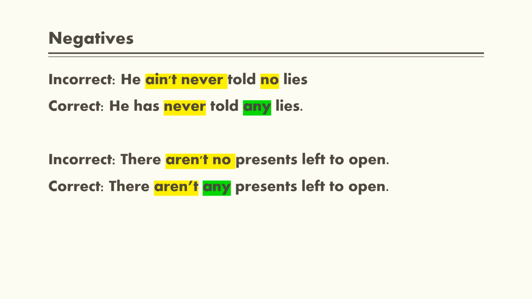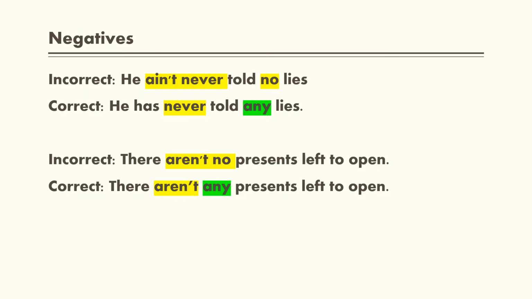A few more examples here. Incorrect: He ain't never told no lies. Again, he is the subject, so you could say he never told a lie. But if you're saying he ain't never, there's like three negatives in this, because ain't is not, never is no, and no is no. So you can't have three negatives in one sentence.